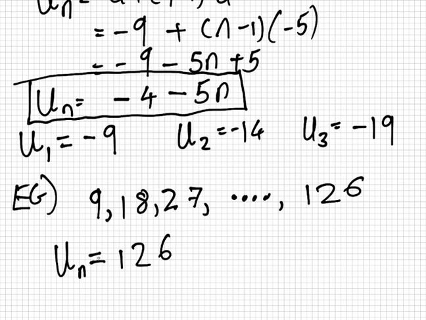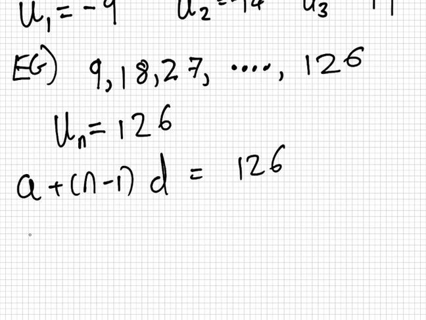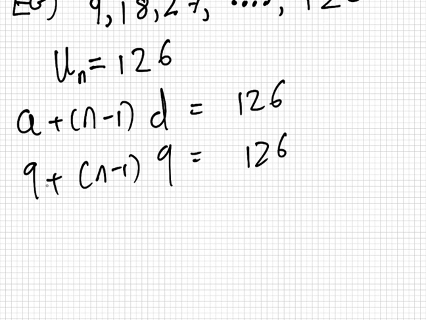And this is what gives us the n for how many terms we have. So we use our formula again. A plus n minus 1 times d equals 126. What's a here? 9. And what's d? 9. What type of equation is this? It's just a linear equation.